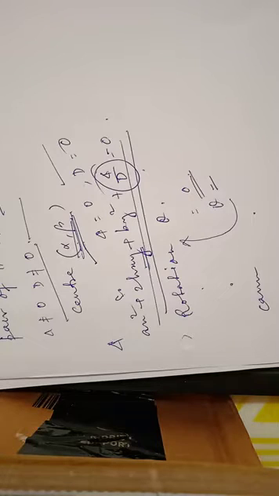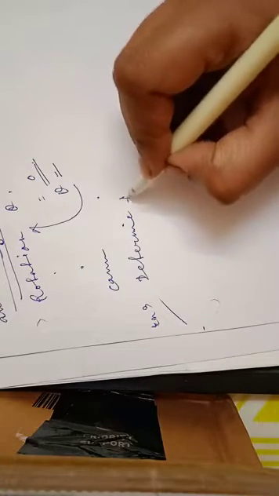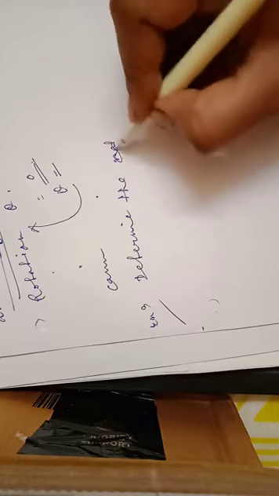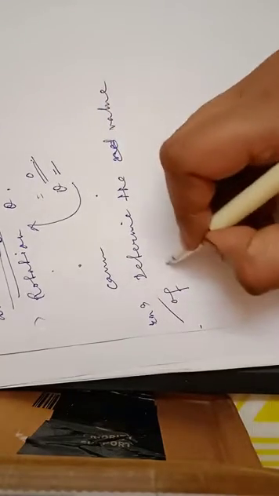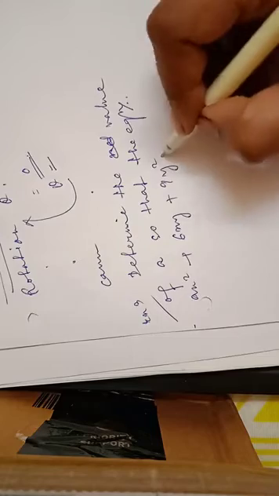Next one is example 3. Determine the value of a, small a, so that the equation ax square plus 6xy plus 9y square plus 3x plus 6y minus 4 equals to 0 may represent a parabola.